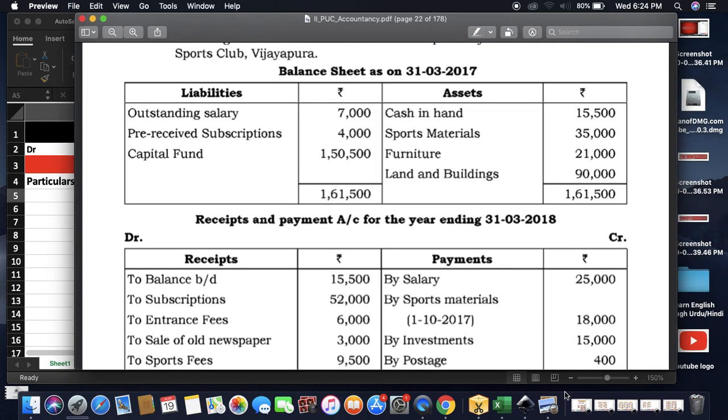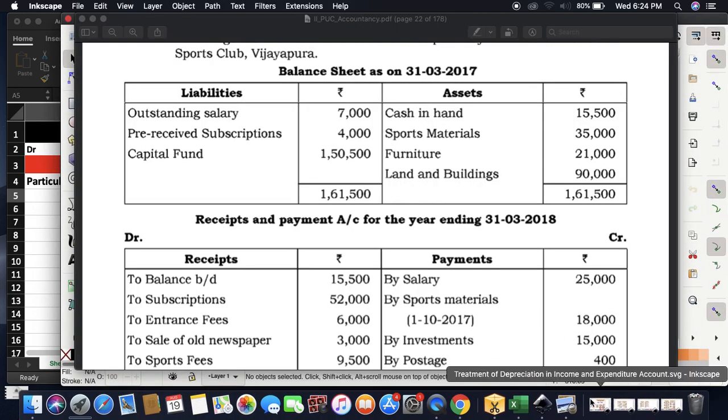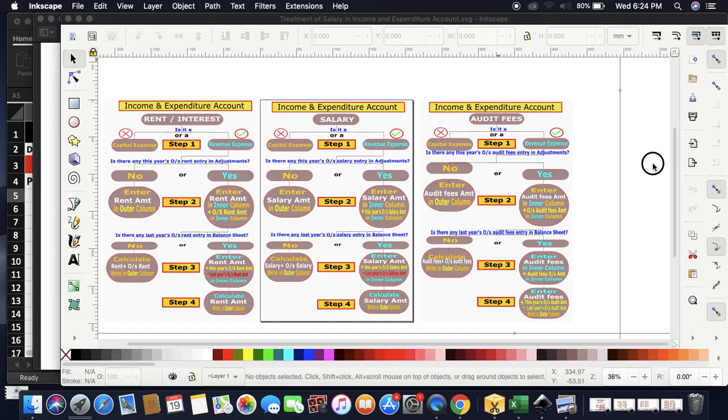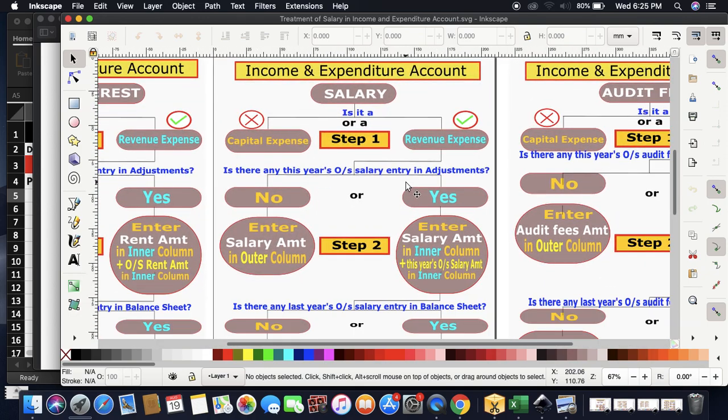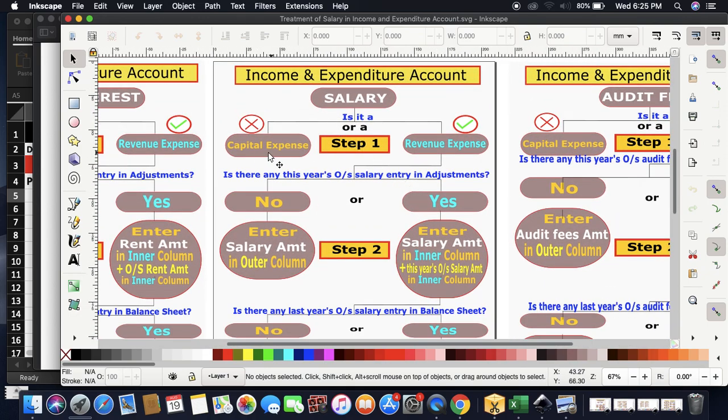Let me show you the flow chart. If you've not seen my previous video, you can go ahead and see it, but for quick reference I will show you the flow chart. So let's take salary. Step 1, you will ask yourself, is it a capital expense or a revenue expense? It is a revenue expense. As you can see, a tick over here. It is a revenue expense, that's why I've given a tick. Not that because I have given a tick it became a revenue expense.